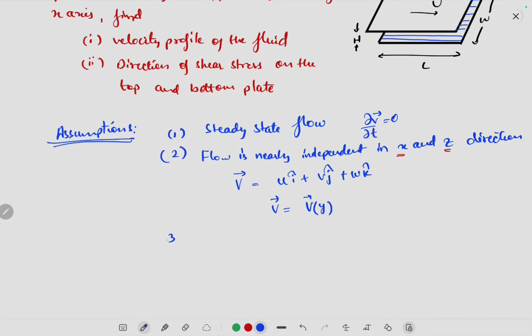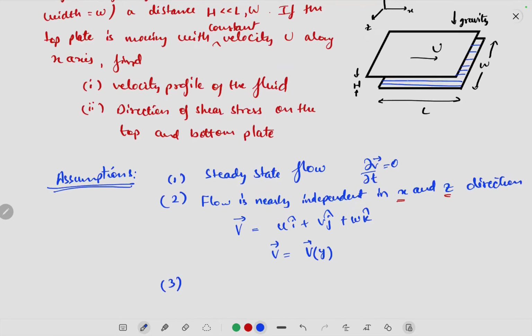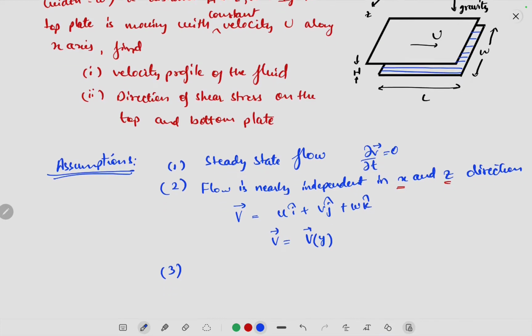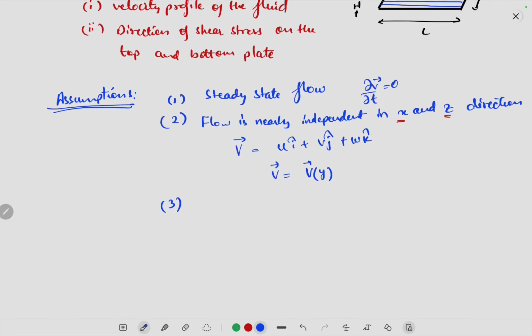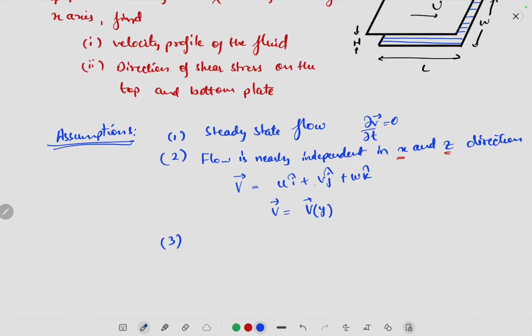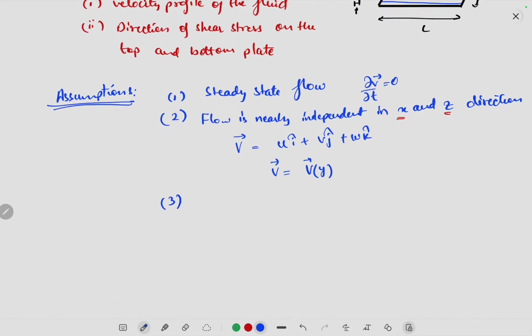The third assumption that we'll make is, since the plate is moving only along the x-axis and the gap H is very very small, we can fairly assume that the velocity of the fluid along y and the velocity of the fluid along z will be 0.